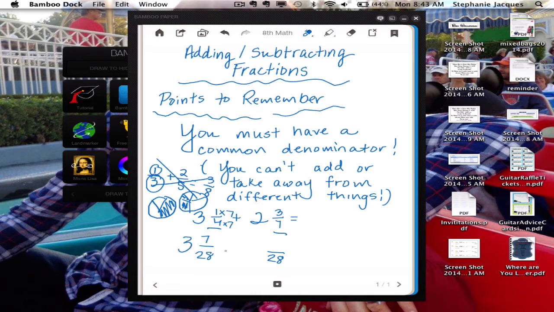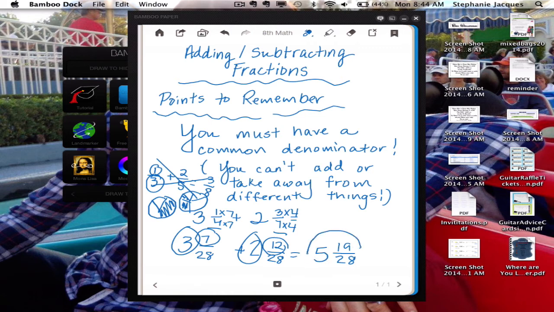So I have 3 and 7/28, and here I'm going to multiply it by 4, so I'm going to get 12/28, and I'm still going to keep my whole number. So now I'm going to add my numerators. So I have 7 plus 12, so I get 19 over 28, and then I add my whole numbers, and I get 5 and 19/28.